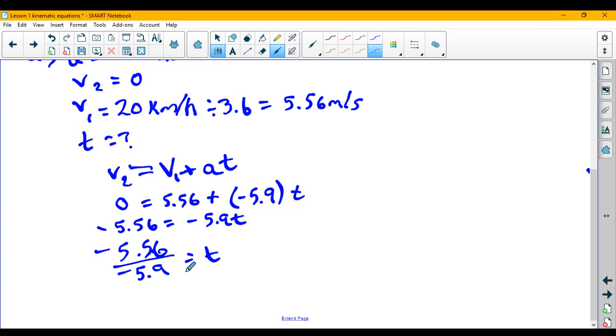I should get a decimal. Now, it shouldn't take long for a ball to go up a hill, so that makes sense. And I get 2 sig figs because 5.9 is my least number. So I got 0.942, so that's 0.94 seconds is my time. Okay, so we're going to stop there and watch the next video for the next part.